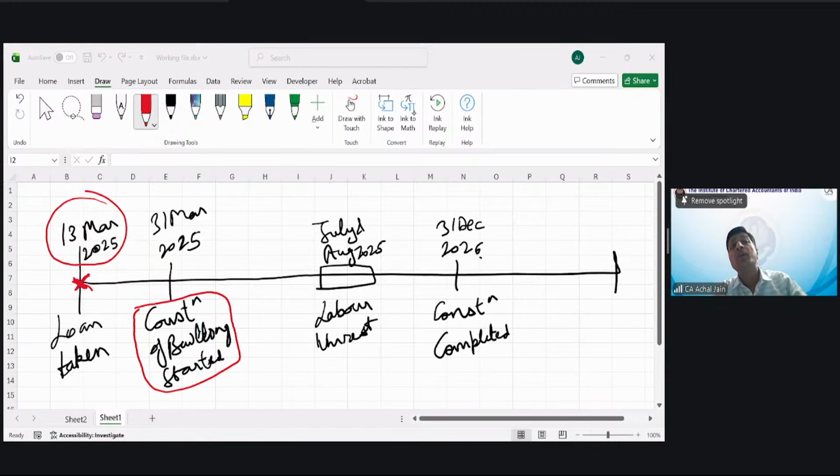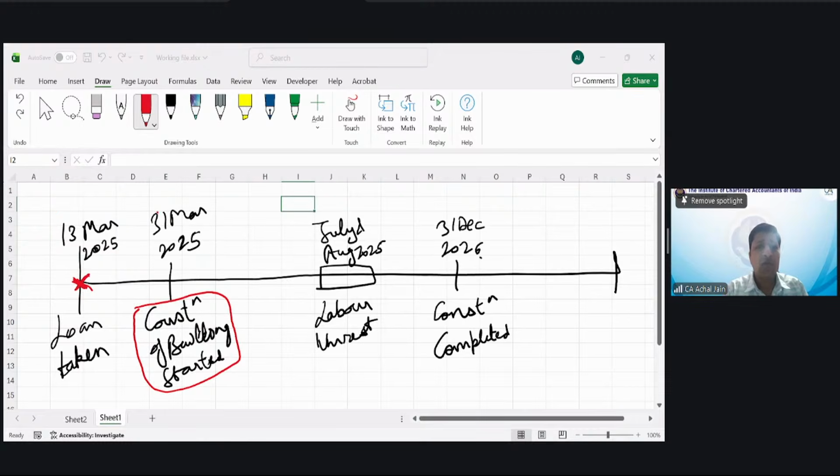Then how can you bring that building in existence in your books of accounts? By capitalizing the interest. Because the moment you capitalize interest, you will have to show a building in your books with the amount of the interest. Yes or no? That's what you'll have to do. But will that be appropriate?